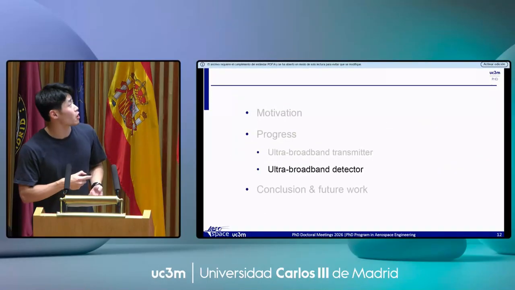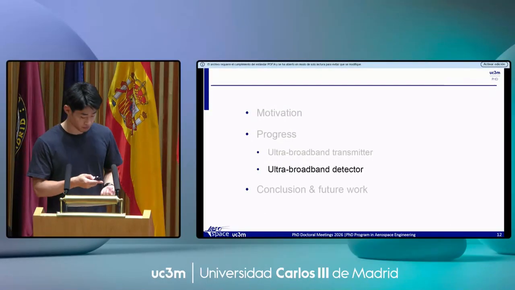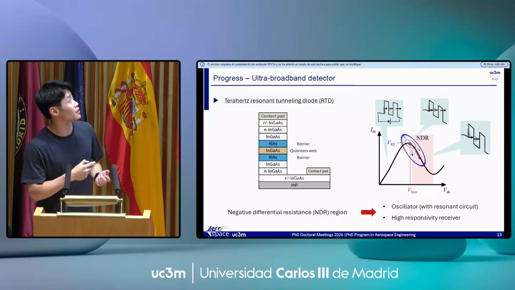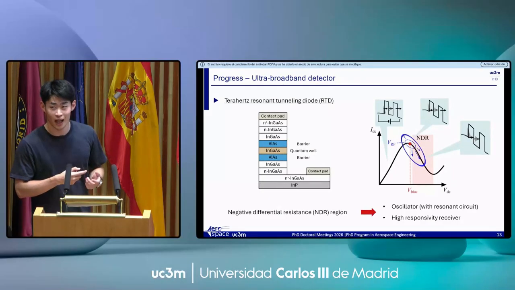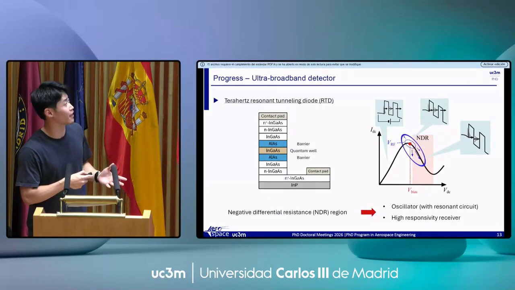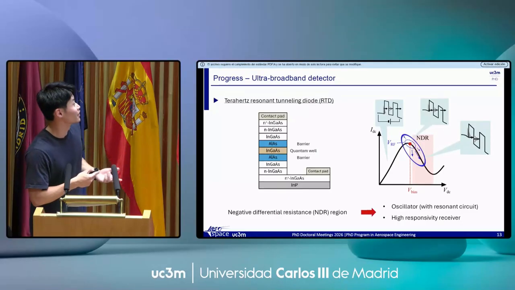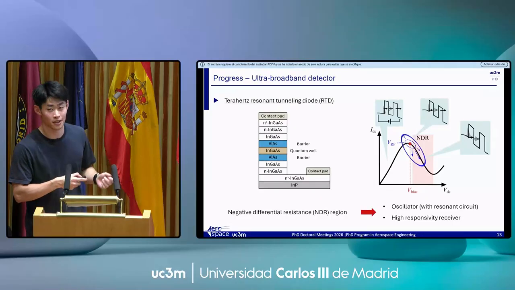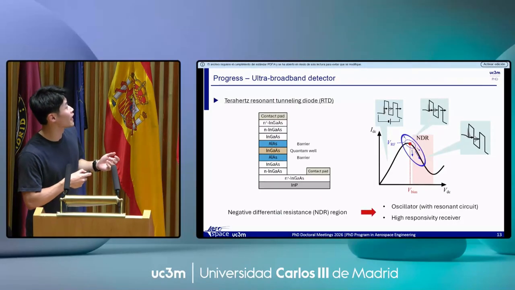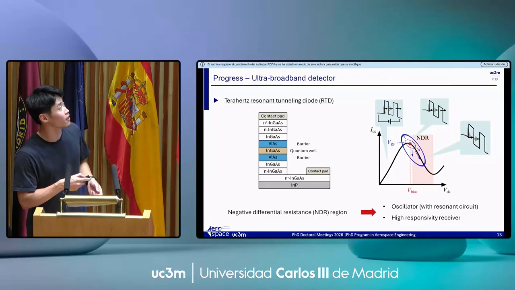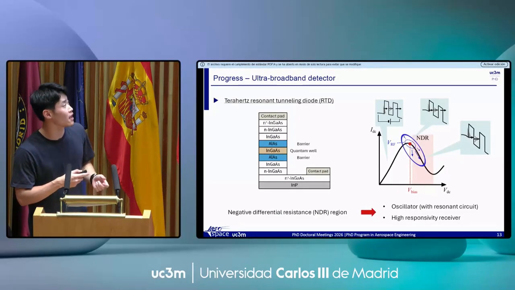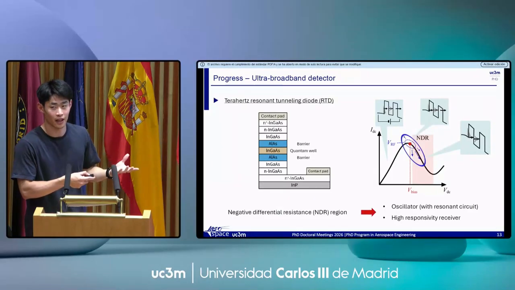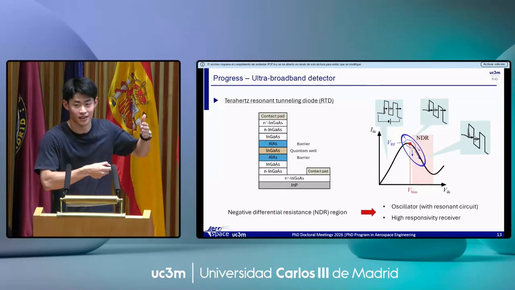So next, I'll talk about the ultra-broadband detector. We employ a terahertz resonant tunneling diode as a detector. I will skip the detailed explanation of the operation principle, but it shows very unique IV characteristics. There is a negative differential resistance region in these IV characteristics, which means instead of consuming power like a resistor, it can amplify the signal.